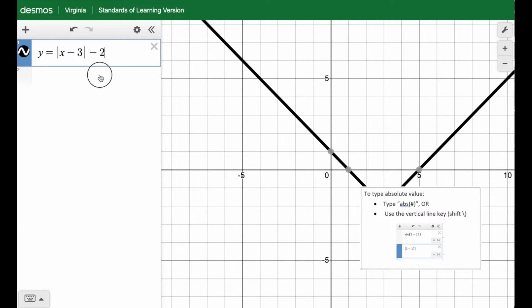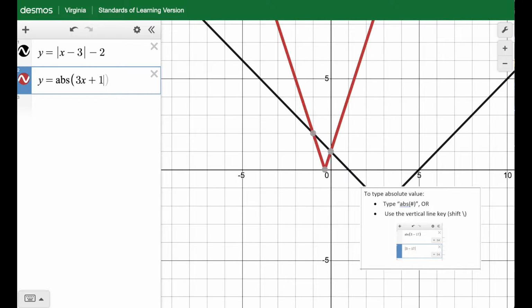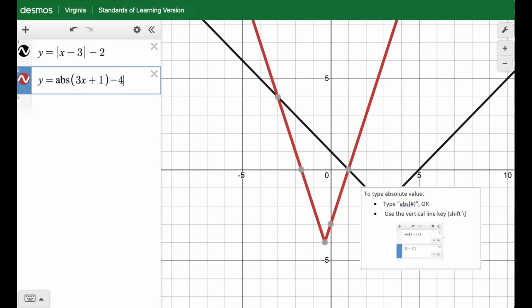Another way of typing an absolute value would be to use the letters ABS and then parentheses. So this time maybe I'll say 3x plus 1 parentheses minus 4. And those parentheses, the ABS and then the parentheses, serve the same purpose as the vertical lines.